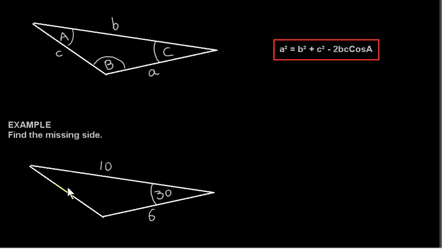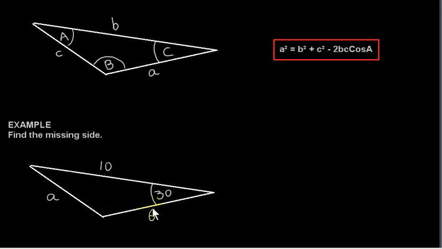Let's take an example. Suppose that we want to find the missing side in this triangle. Now, as before, I'm going to use the letter A to stand for a missing side or angle. Since we're talking about a missing side, I will call it small a. If we were talking about an angle, we'd call it capital A.